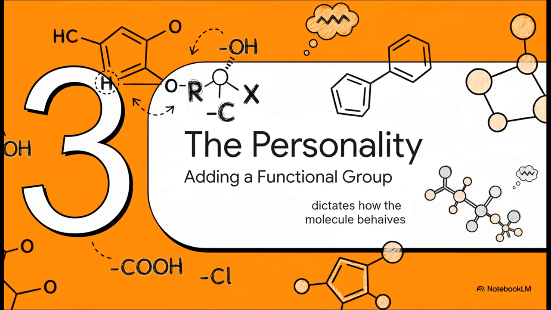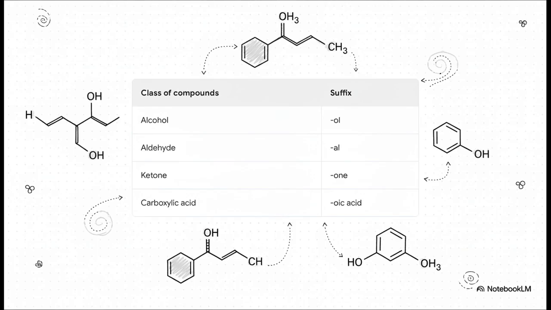All right, last but not least, we add the part of the name that gives the molecule its unique character. You could even call it its chemical personality. This is all determined by something called its functional group, which is just a specific atom or a group of atoms that decides how the molecule is going to react with other things. Here are a few of the most common ones you'll see. If you spot an OH group attached somewhere, bam, it's an alcohol, and the name's going to end in -ol.